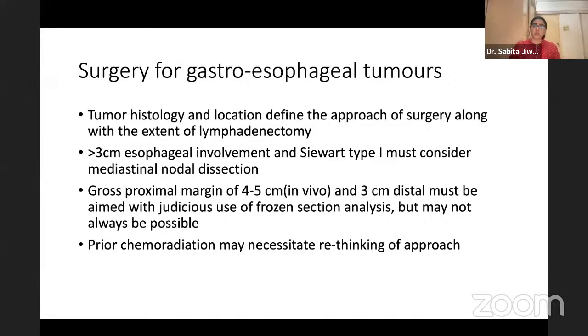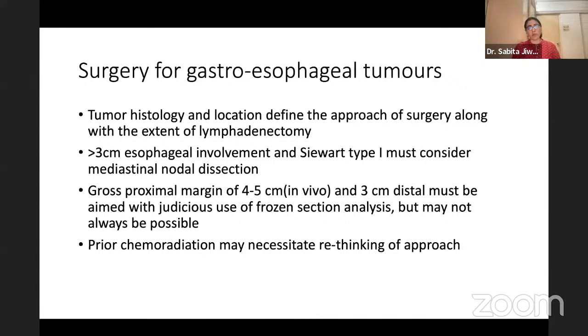Definitely this kind of margin is not possible with a transhiatal approach, but you may get these margins if you use Ivor Lewis, and especially in Siewert type 1 and 2. But in Siewert type 3, it is always a gastrectomy most of the time. So distal margins actually don't count. Now, there is another factor that has come in after the publication of the CROSS trial, that is the rampant use of neoadjuvant chemoradiation.